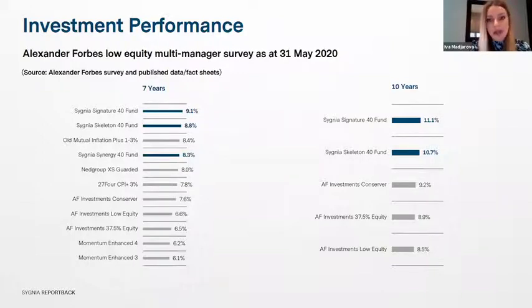The way to read these numbers as well is these numbers are annualized. So what annualized means, if, for example, we look at the Signature 40 fund, over 10 years, that return is 11.1%. So a member that has been invested in this portfolio for the last 10 years to 31 May 2020, would have received a return of 11.1% per year for the last 10 years. So these portfolios have done really, really well in both absolute and relative terms when compared to their peers.